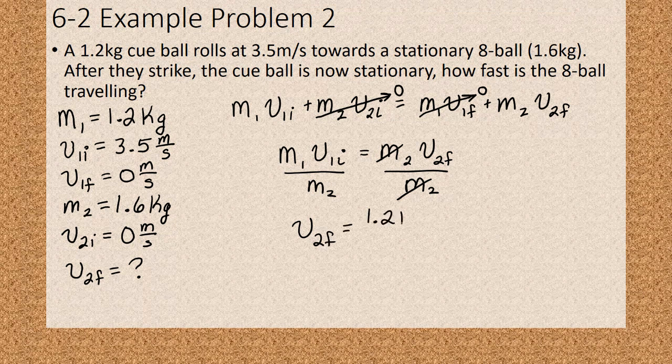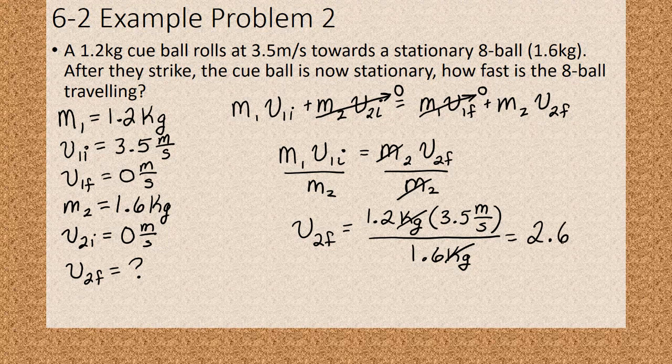Plug and chug, 1.2 kilograms times 3.5 meters per second divided by 1.6 kilograms. Go to your calculator and you can solve it out. Unit of kilograms will all cancel, and you should get about 2.6 meters per second.